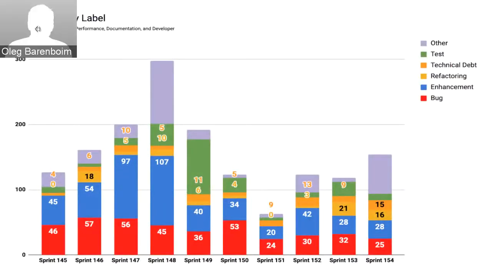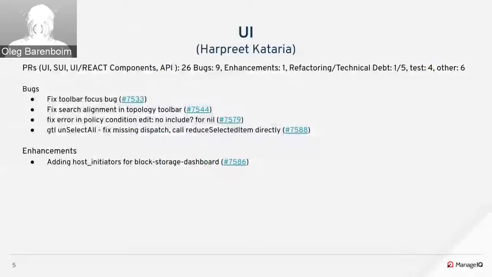As far as the distribution, 25 pull requests for bugs, 28 enhancements, 16 refactorings, 15 technical debt, and a lot of other stuff, which I would assume means a lot of developer-related things. And with that, I'll turn it over to Harpreet and the UI.